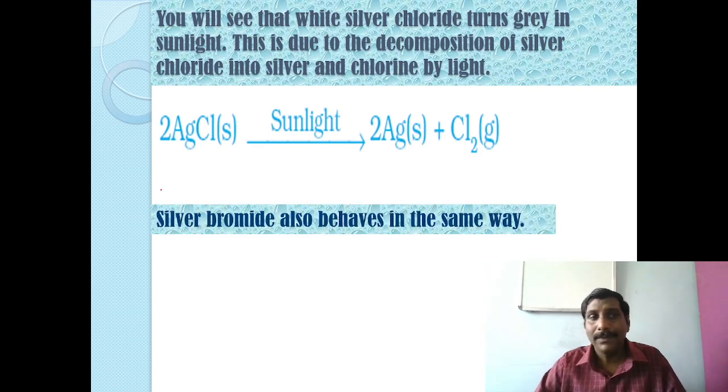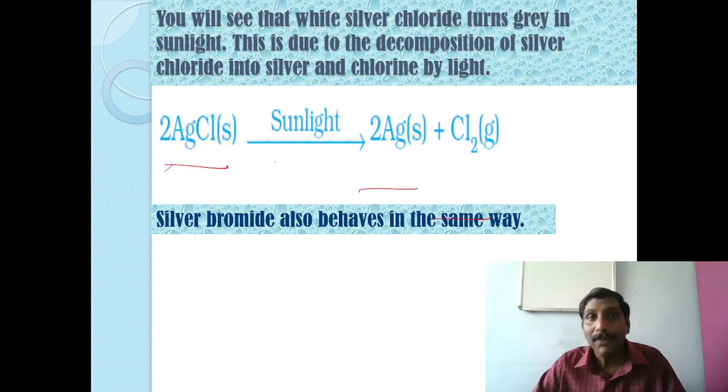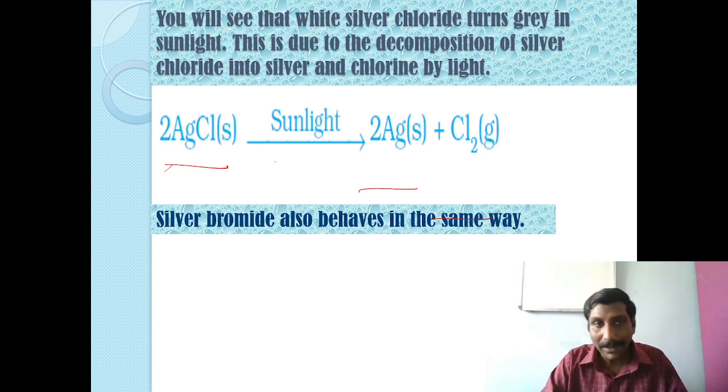For example, silver chloride undergoes decomposition with the help of sunlight. It decomposes to give silver and chlorine gas. So decomposition carried out with sunlight is an example of the decomposition of silver chloride, which gives silver and chlorine. This is about decomposition reaction. Thank you.